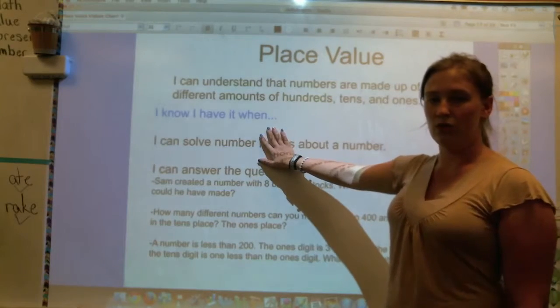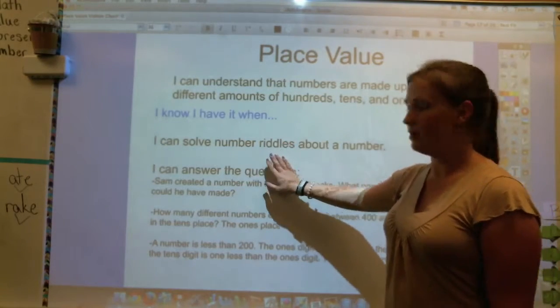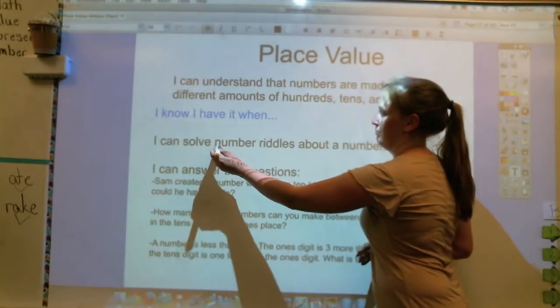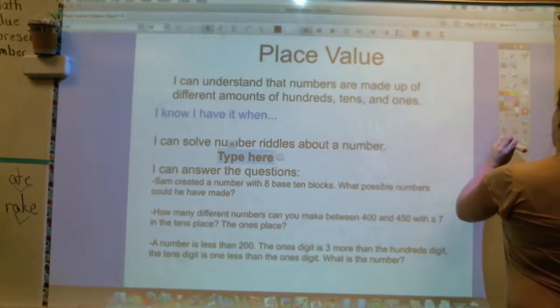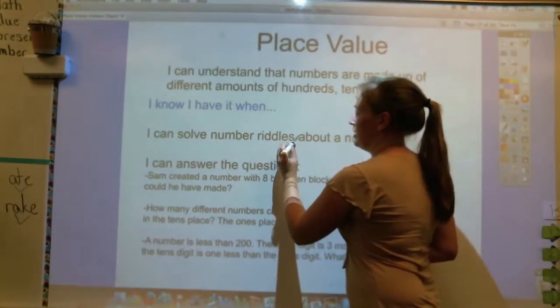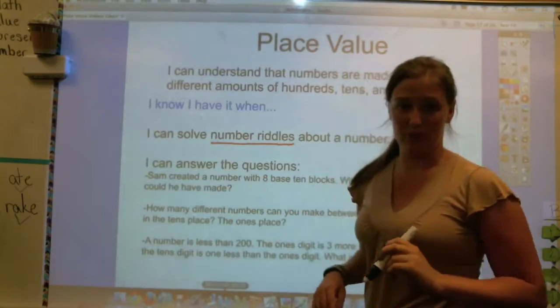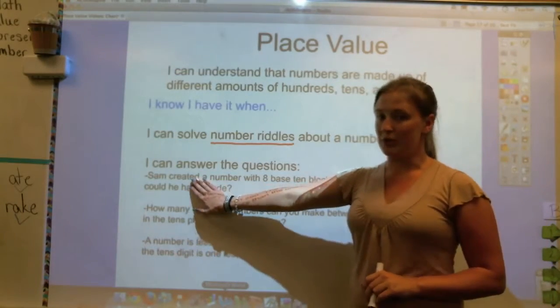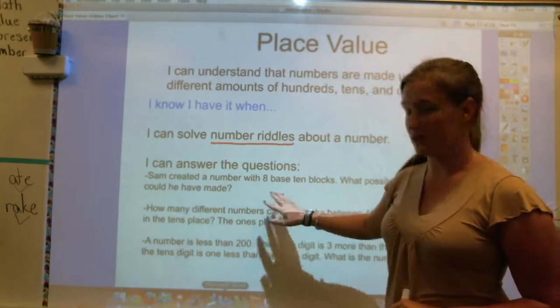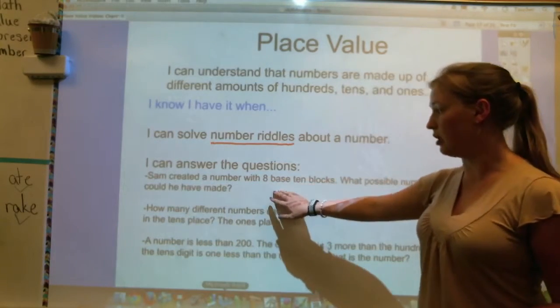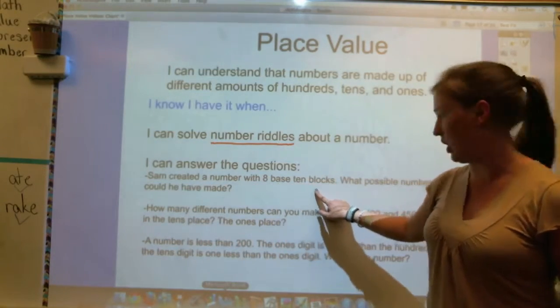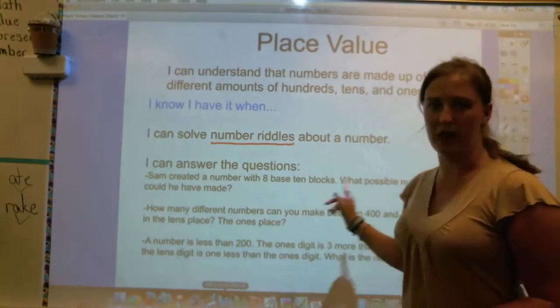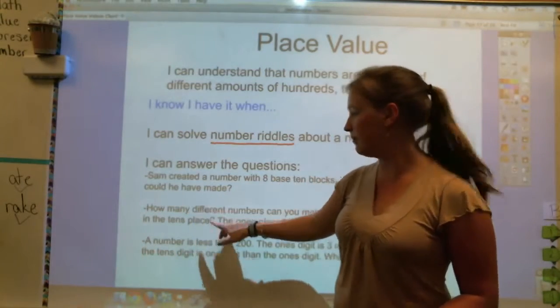And now we are going to solve number riddles. So riddles are like story problems. So we're going to look at some number riddles. When you're done, you should be able to answer the following questions. Sam created a number with 8 base 10 blocks. What possible numbers could he have made?